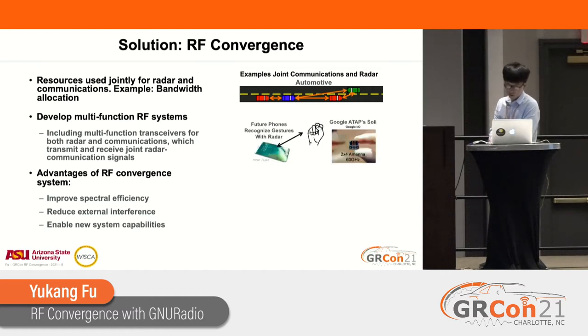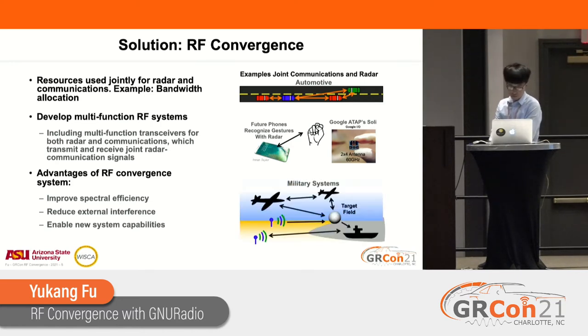Next example is Google's idea of ETAPS, still under development. It uses a 2x4 antenna as a radar to recognize gestures while talking with another user. For military systems, planes can send and receive radar signals while communicating with other units using the multifunction receiver.